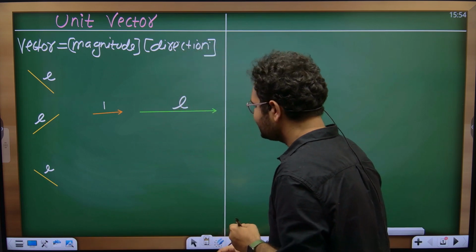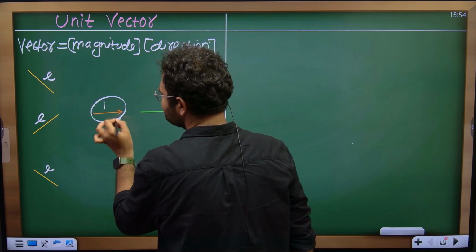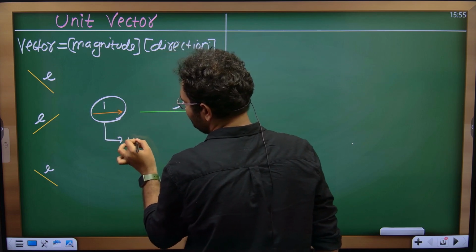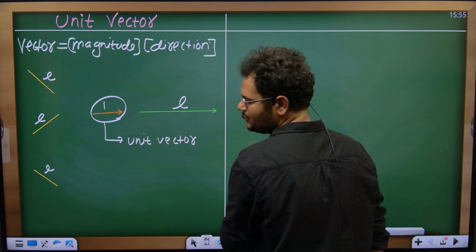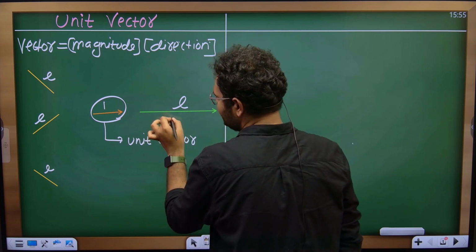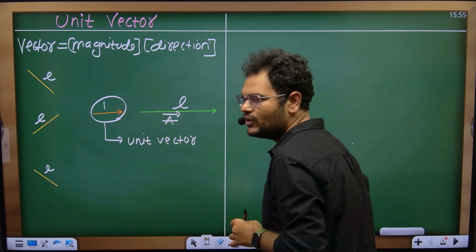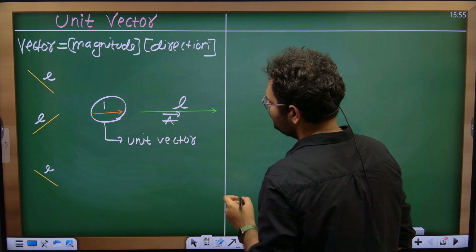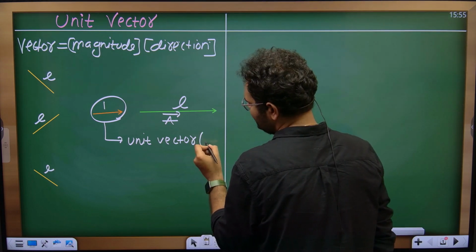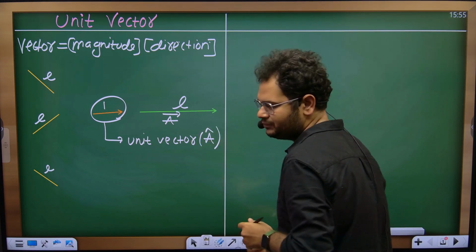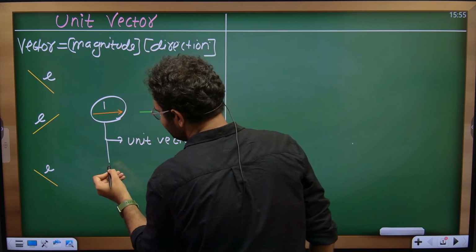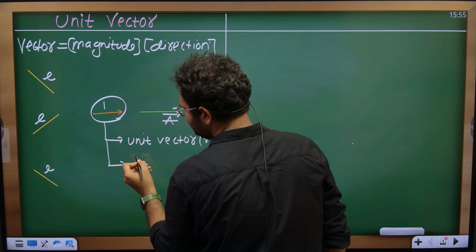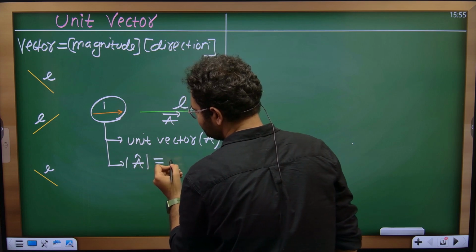Okay, so let us write some important things. This I call unit vector. Sir, how is it represented? A vector is represented by an arrow. For a unit vector, you have to write a cap on the alphabet. What is the length or magnitude of this unit vector? The magnitude of this unit vector is 1.